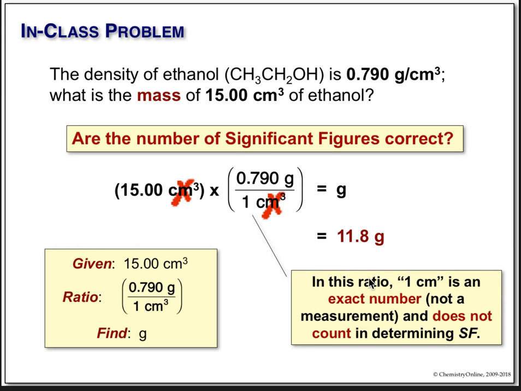The 1 is actually an exact number. It's not a measurement. It's a definition. Grams per cubic centimeter. We didn't measure the cubic centimeter. It's just a unit. Therefore, it doesn't count, and this is correct.